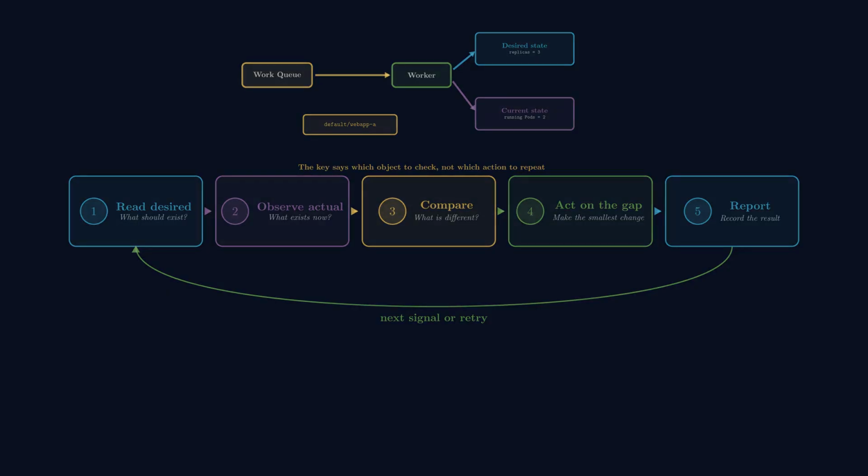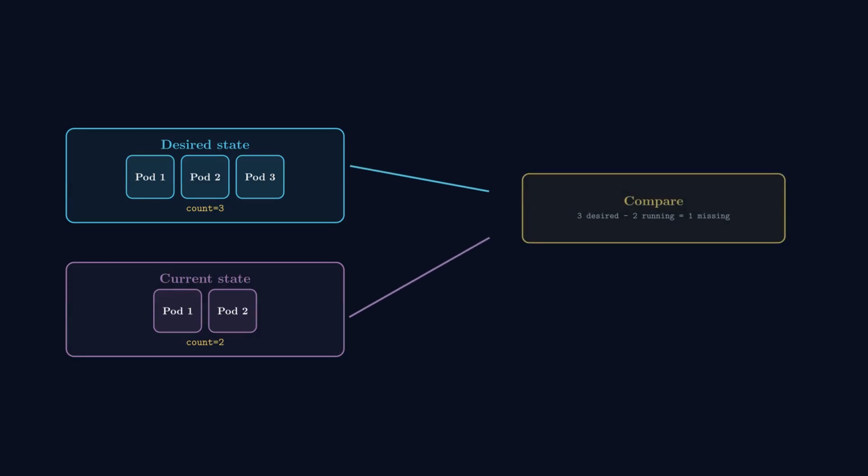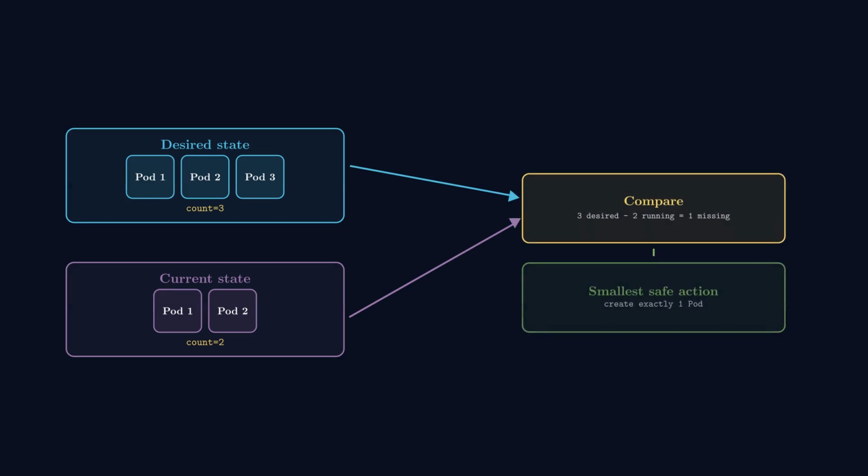Now let us run that loop. Web app A says 3 pods should exist. The controller checks the cluster and finds only 2. The difference is 1. So the controller does not blindly create several pods. It asks the API server to create exactly 1 missing pod.